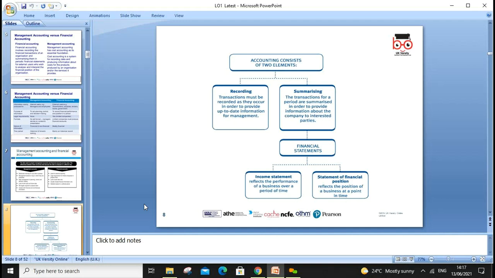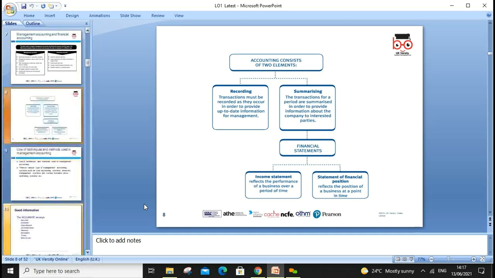Anybody? Yes or no, guys? Anyone? Accounting consists of recording, summarizing, and financial statements, like the income statement, statement of financial position, statement of cash flows, and statement of changes in equity.